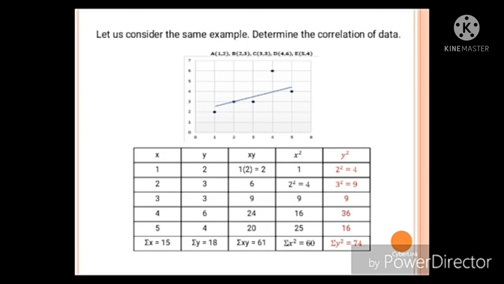So, 2 times 2 equals 4, 3 times 3 equals 9, same with this one, 3 times 3 equals 9, 6 times 6 equals 36, 4 times 4 equals 16. Then we solve for its sum. In order to do that, we must add all the numbers in y squared from 4 to 16. The answer is 74.